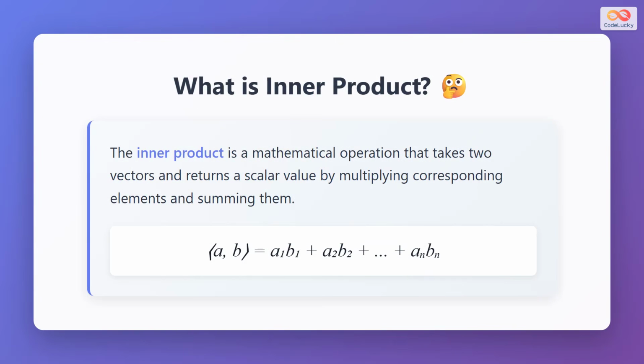The inner product is a mathematical operation that takes two vectors and returns a single scalar value. It works by multiplying corresponding elements from each vector and then adding all those products together. The mathematical notation shows this as the sum of a1b1 plus a2b2 and so on through all elements.